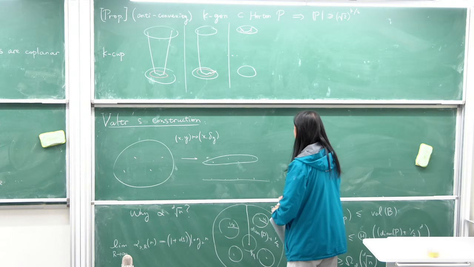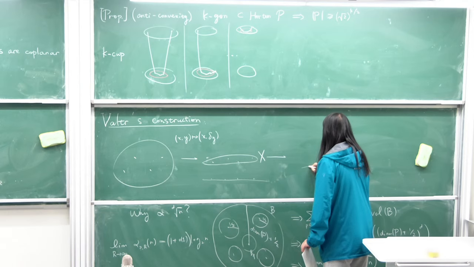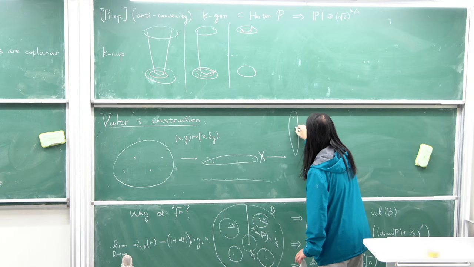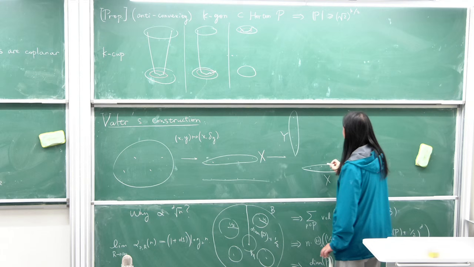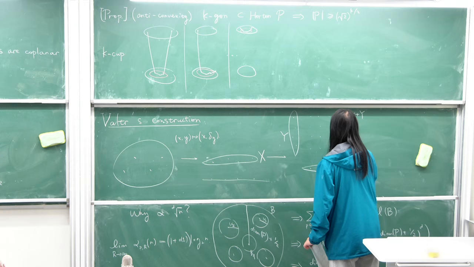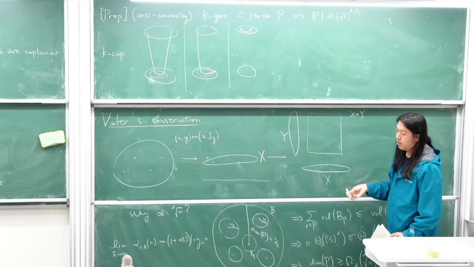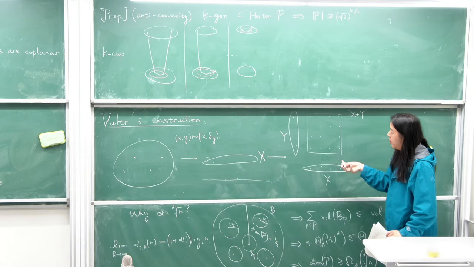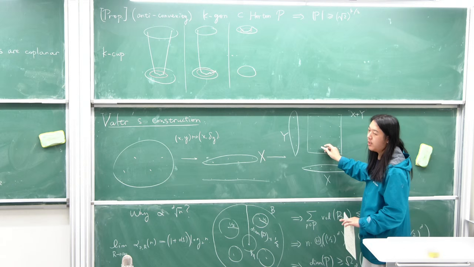So I call this x, and then I have x here, and I have a copy of x, namely y here. And then I consider the Minkowski sum, x plus y. What we have is, still, if you look at this picture from somewhere far away, then this is roughly the grid. But if you look very close, you will see that each point is slightly away from the supposed place of that grid point.